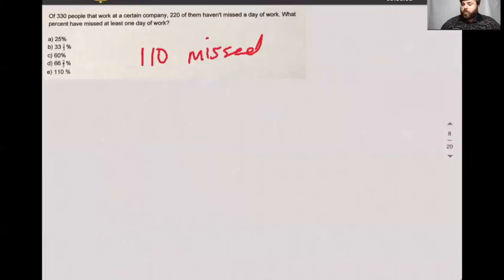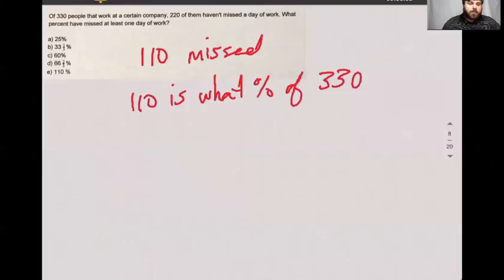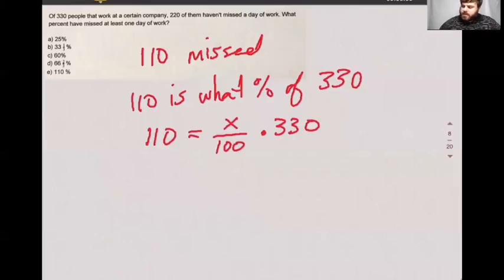So what I want to know is 110 is what percent of 330. That's the number sentence that I can create here. Okay, so 110 is, that's our equal sign, what percent? So x divided by 100 times 330. That's a times symbol there, not a decimal.